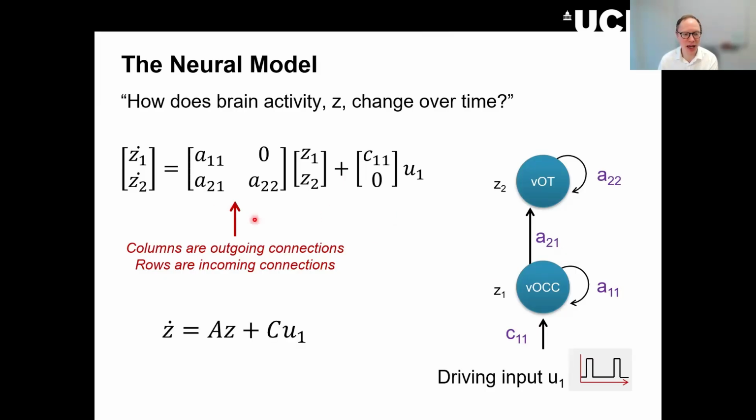And we can write that in a simpler form, just collapsing it down: the rate of change in each brain region is equal to matrix A times the current activity plus the C matrix, that's this, the sensitivity of each brain region to its inputs, multiplied by the input that's coming in. So that's almost the entire model. There's just one more thing we need.